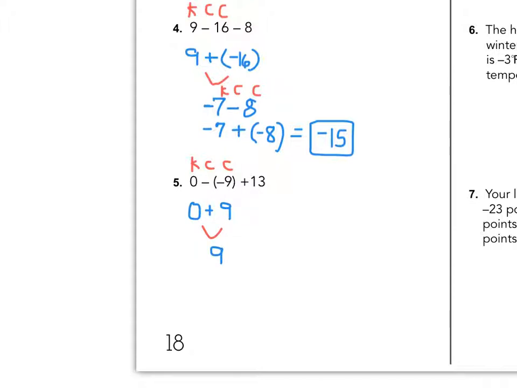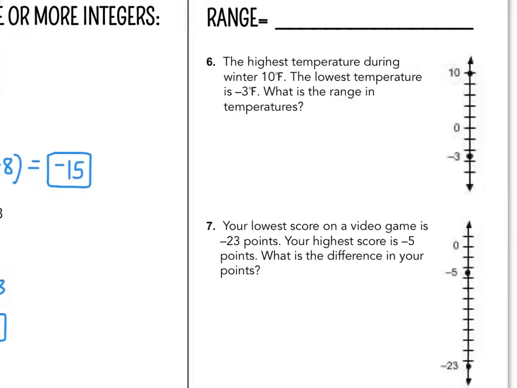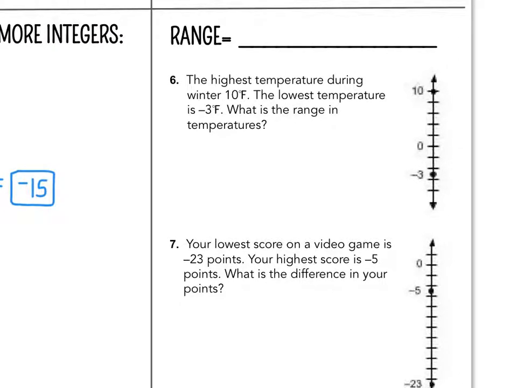Okay, now we have to bring down the 13, but notice with the 13 there's a plus. So we're going to write 9 plus 13. And here we do not use KCC because it's addition. So on addition problems, never use KCC. So we can just add them like normal, 9 plus 13. They're both the same signs. That means we find the sum, and that's going to be 22. 9 plus 13 is 22, and then that is our answer. Okay, now for the next section of your notes, number 6 and 7, we're going to do that next.